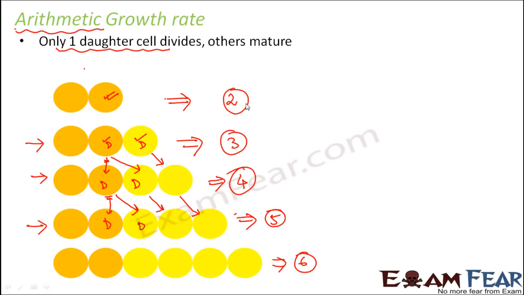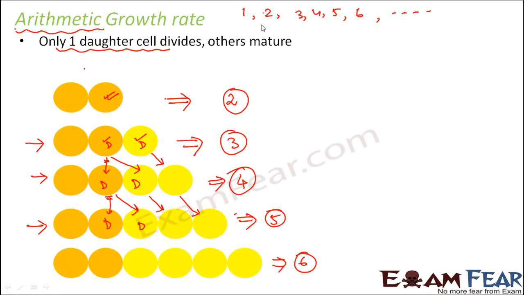So if you see, there is an increase of 1 cell at each step. So that is how the growth is taking place. It is increasing only 1 per step. Now, if you remember your mathematics, what was arithmetic progression? Arithmetic progression was any series where the difference between consecutive numbers was equal. For example, a series like 1, 2, 3, 4, 5, 6, etc.